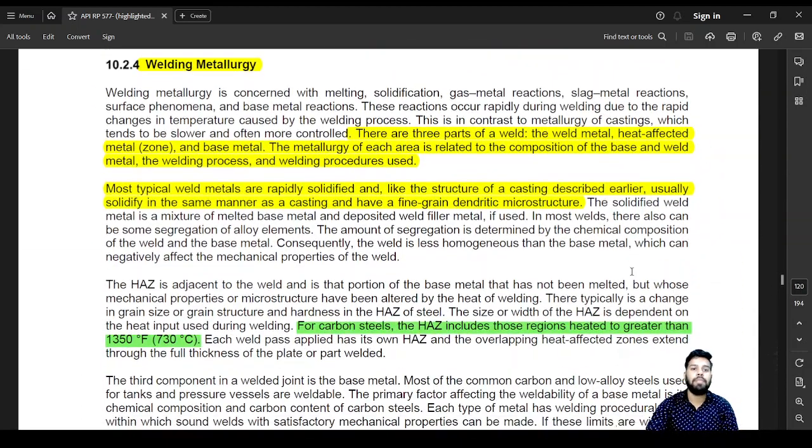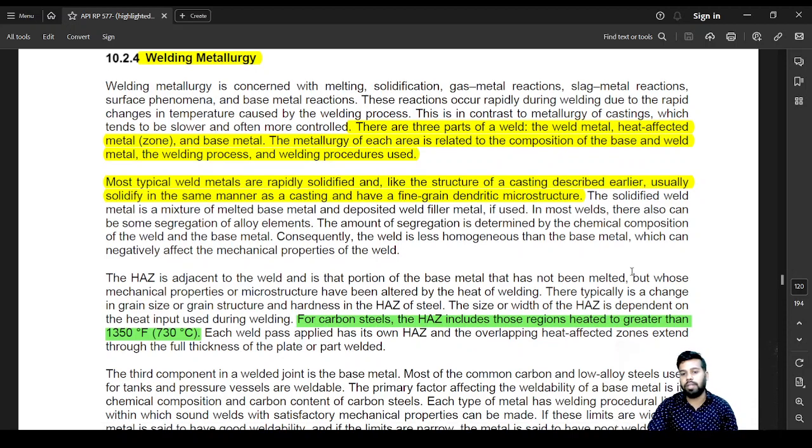Weld metallurgy. So there are three parts of a weld: the weld metal, the heat affected zone and the base metal. The metallurgy of each area is related to the composition of the base metal, the weld metal, the welding process and the welding procedure that is used. Most typical weld metals are rapidly solidified, like the structure of casting described earlier, usually modified in the same manner as casting, and have a fine dendrite type of microstructure.